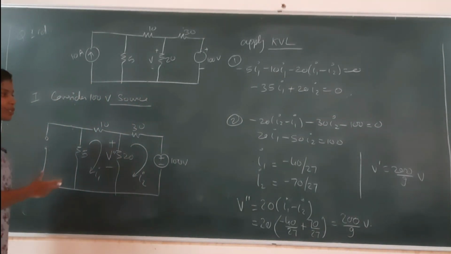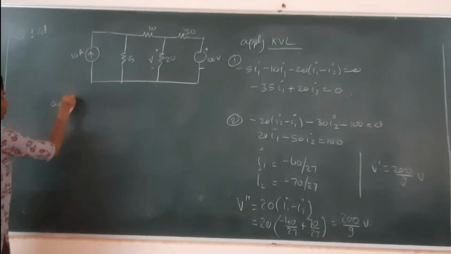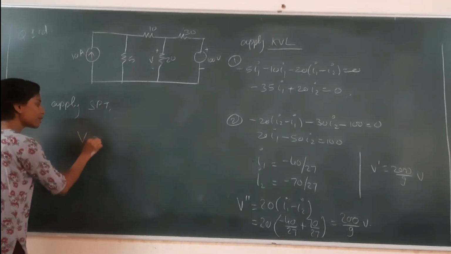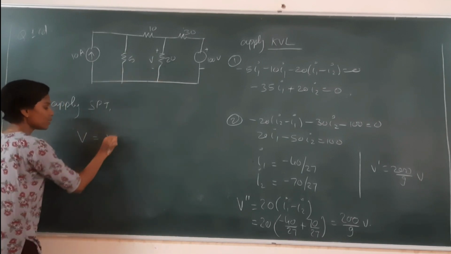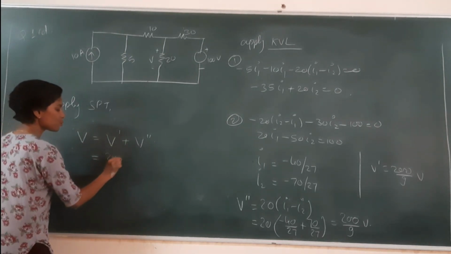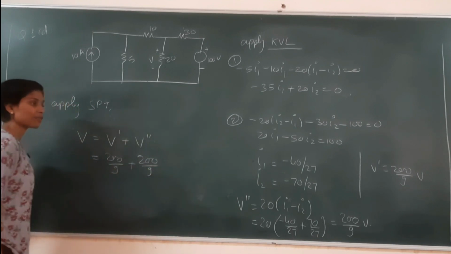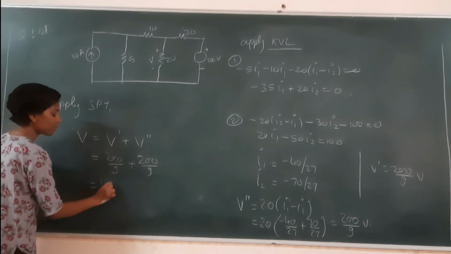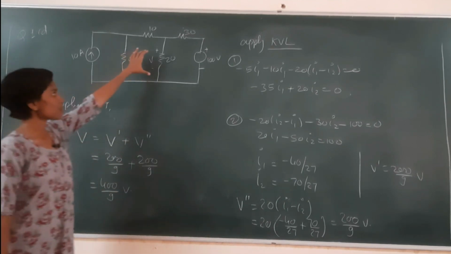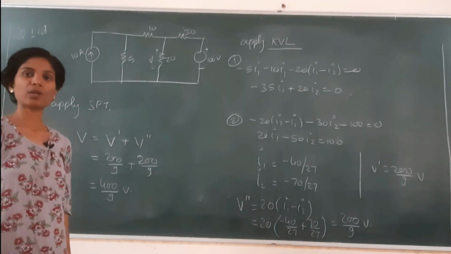Now we will apply the superposition theorem for the final calculation. We have to calculate the voltage across the 20 ohm resistor, that is V. It is the summation of V dash plus V double dash. V dash is 200 by 9 volts, and V double dash is again 200 by 9 volts, as we have already checked. So what is the final answer? That is 400 by 9 volts. That is the value of voltage across this 20 ohm resistor, and we have applied the superposition theorem. That is the solution for this particular question.